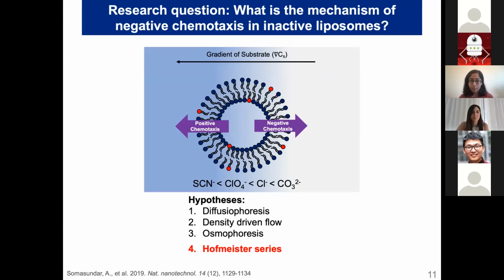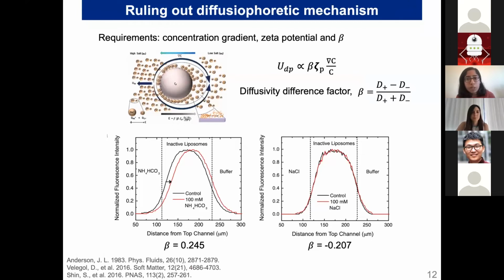And I'll show you currently our standing hypothesis of liposome movement according to the Hofmeister series of ions. Okay, so the first mechanism that we looked at was diffusiophoresis. Diffusiophoresis is the movement of a particle when placed in gradients of electrolyte or non-electrolyte. Today I'm going to focus on electrolyte diffusiophoresis.